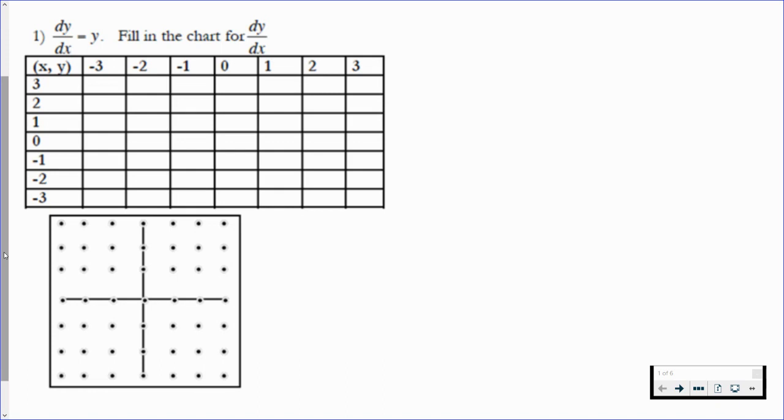Okay, so for this first example that I have here for you, our differential dy dx is y. And let's say that our x's go down the left-hand column and our y's go along the top row. If we try to find the value of the derivative at each of these points, they're going to be completely dependent upon the y value. So if y is -3, as it is in that first column, then the slopes at each of these points, because the y is -3, are all going to be -3.